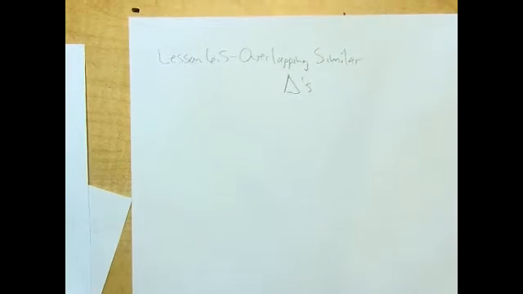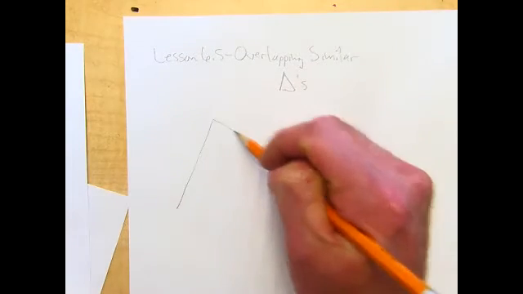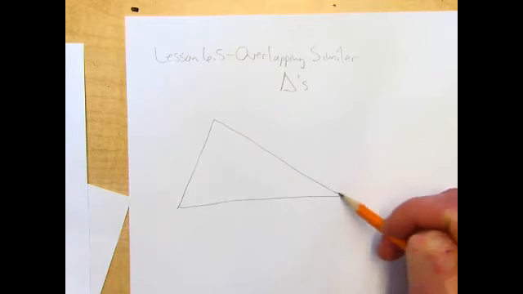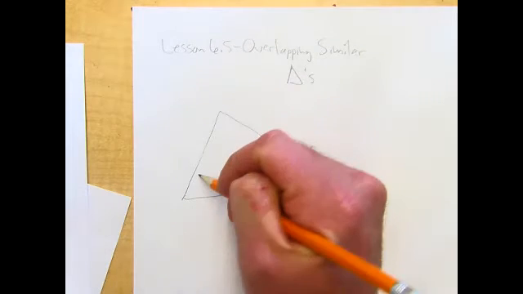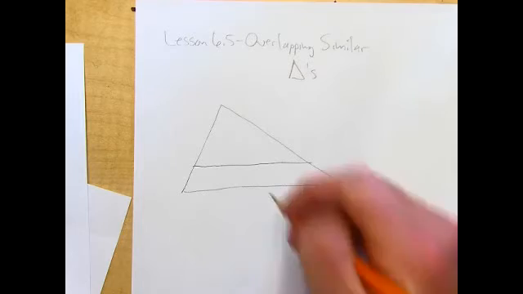Okay, we'll do one example together, and you guys do one on your own, basically. See if you got it. So draw a big triangle that looks kind of like this. But then draw a line that cuts through the lower part of it like that. Parallel.